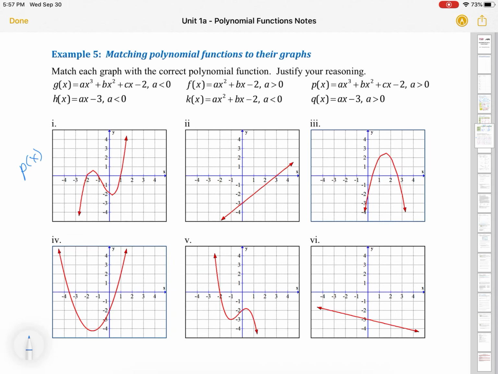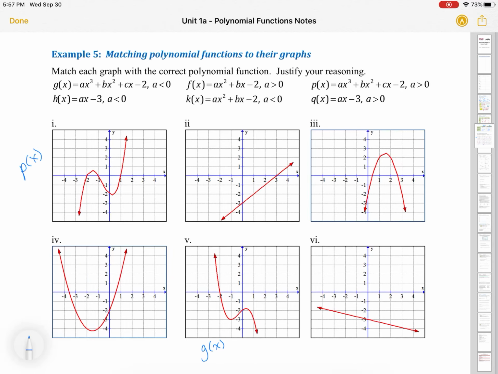Yeah. Well, we could match it up with P of x. And that would mean the other cubic one would be G of x. I think one of those two should have a negative sign, just for correcting those. There's a little bit of a mistake there. I might see what I can do about that.